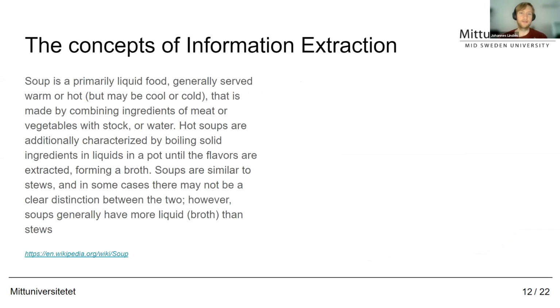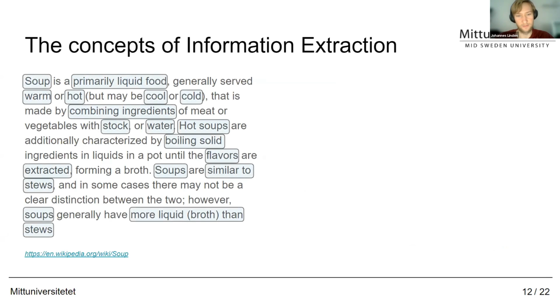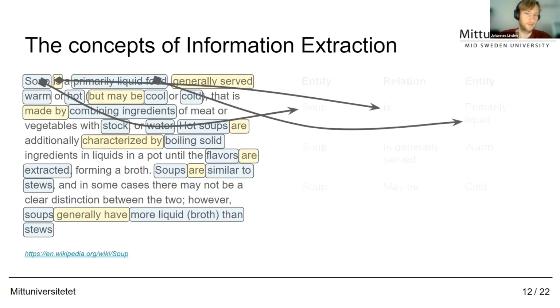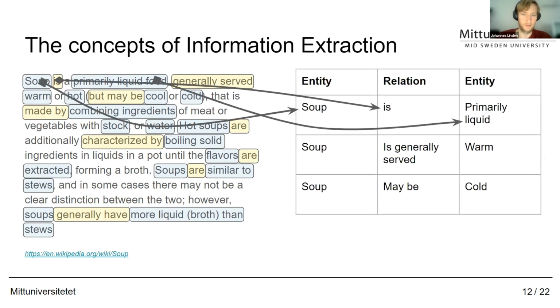So first off, what is information extraction? We can consider this text from Wikipedia. Information extraction basically consists of 3 steps. First, we identify all the entities in the text, followed by all the relations that we can connect these 2 types with. And then it's all about connecting which entity should be connected to which relation in a so-called triple, as you can see to the right.